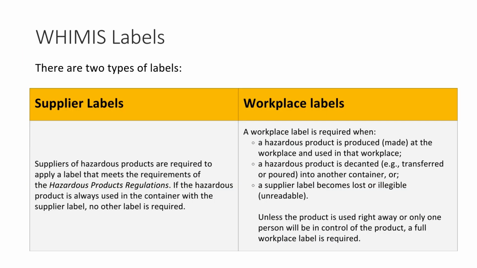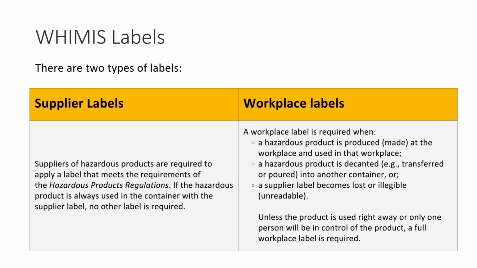It's important to note there are two types of labels. 1. Supplier labels. Suppliers of hazardous products are required to apply a label that meets the requirements of the hazardous products regulations. If the hazardous product is always used in the container with the supplier label, no other label is required. And 2. Workplace labels.